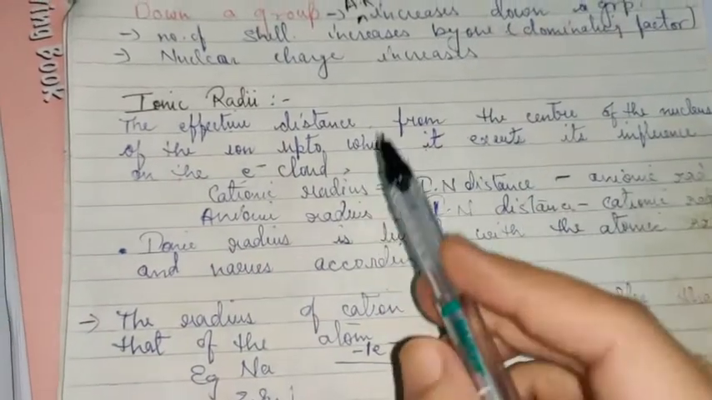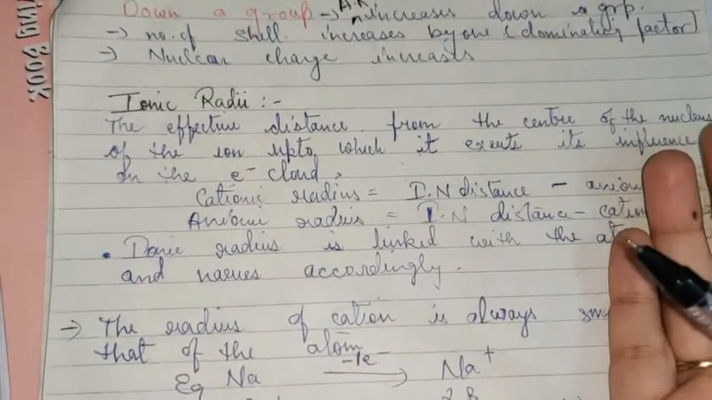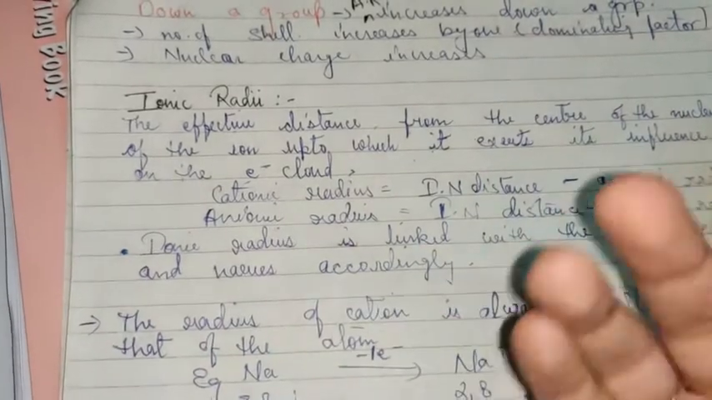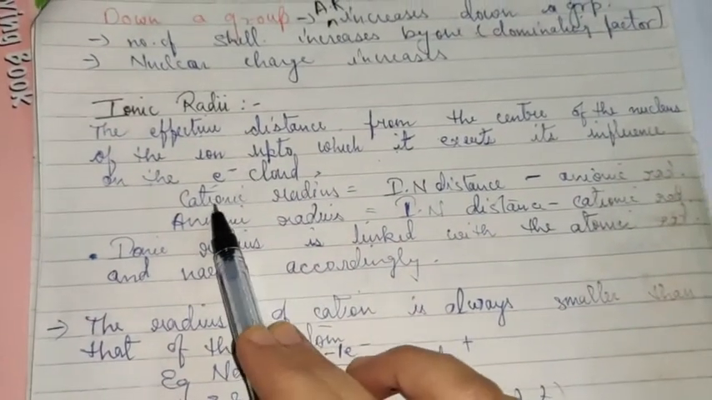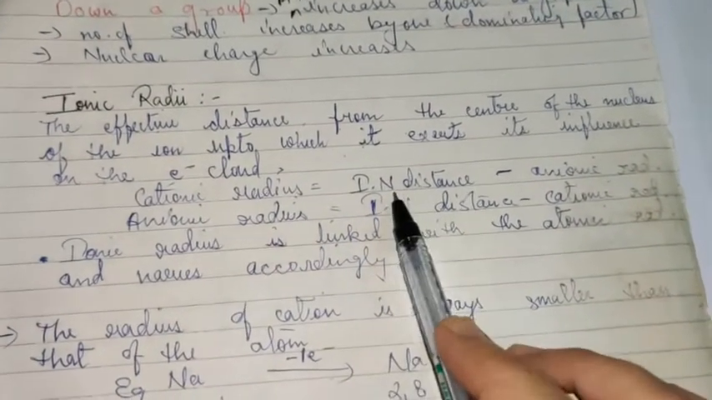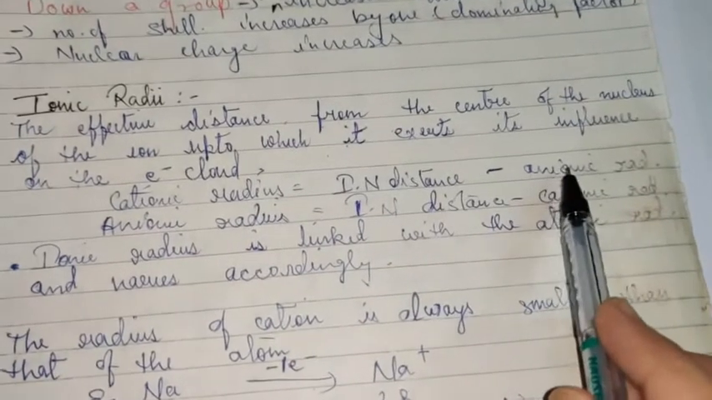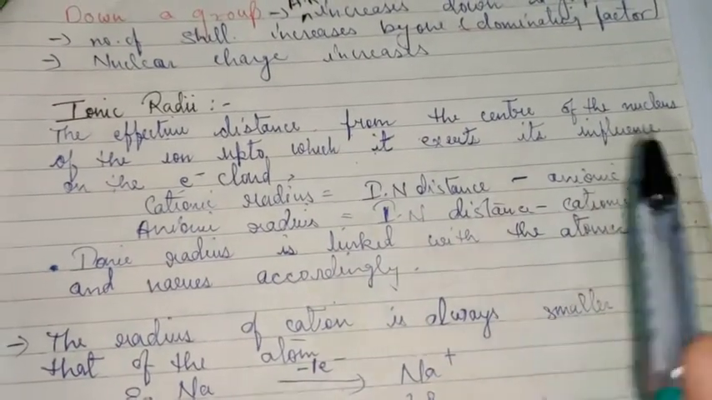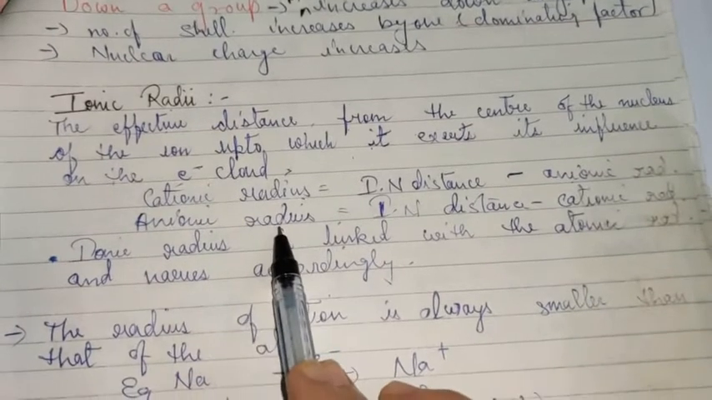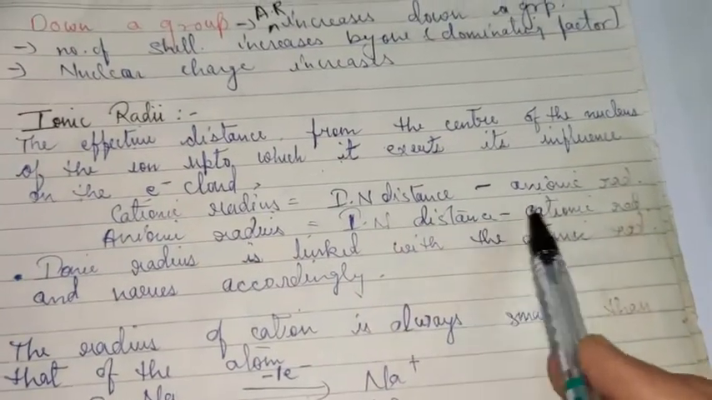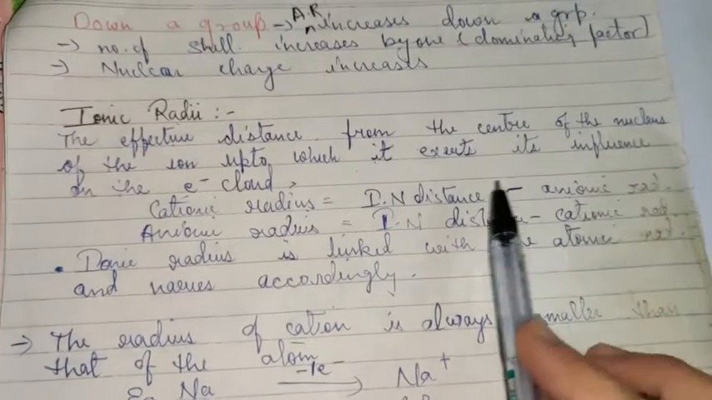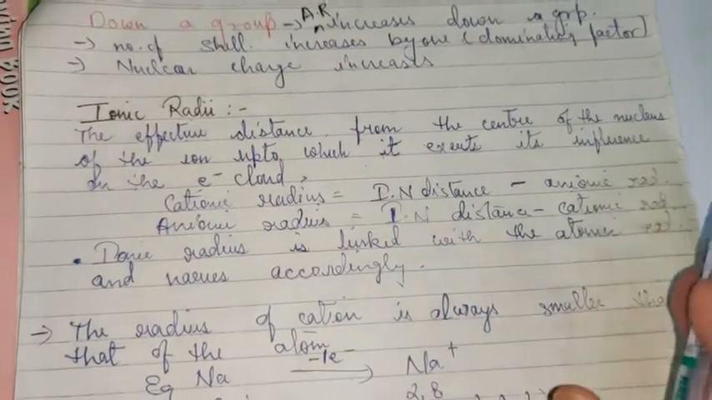Okay, electron cloud of the adjacent ion or adjacent atom. In case of cation, cationic radius is equal to internuclear distance minus anionic radii. And in case of anionic radius, how do we calculate it? Internuclear distance minus cationic radii. You will not get to calculate this, but you must remember the formula.